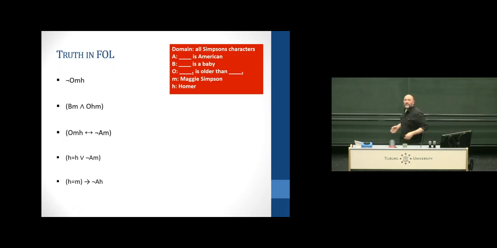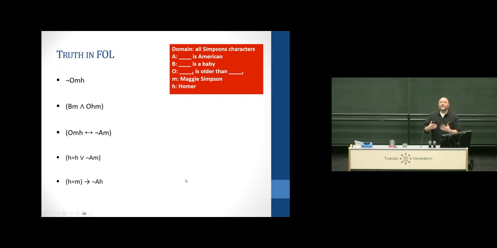So let's have our domain be all the Simpsons characters. We'll have the predicates A, B, and O be fixed indirectly. Right? So A is American, B is a baby, and O is a relational predicate, is older than. And then we'll have two names, one for Maggie and one for Homer. So note, in this case, I've indirectly fixed the extensions of these predicates, but that's just because it's a little bit easier for this example. We could have done this directly, it would just be a horrifically long list.